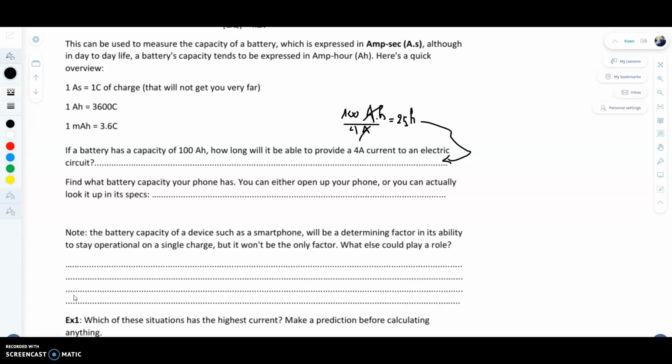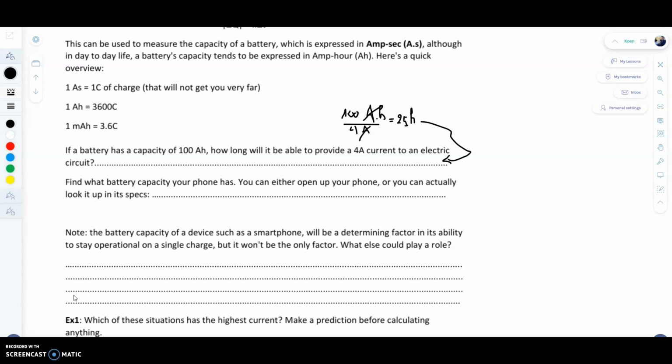But things like how powerful the processor is make a big difference. Very powerful processors, as you can find in high-end devices, will use up quite a bit more energy. So that will have a big impact on it.